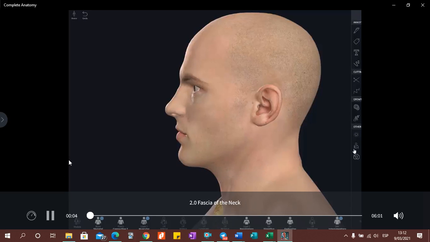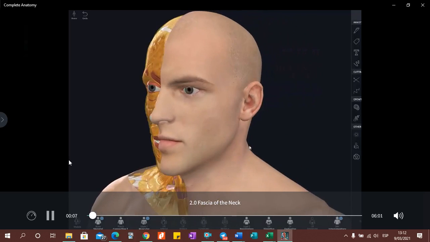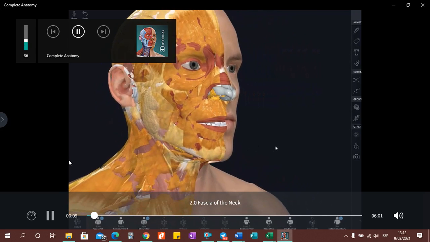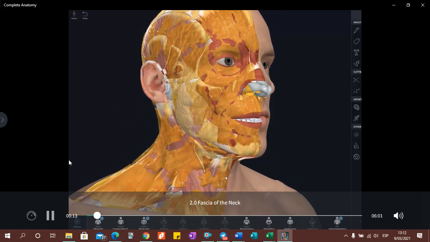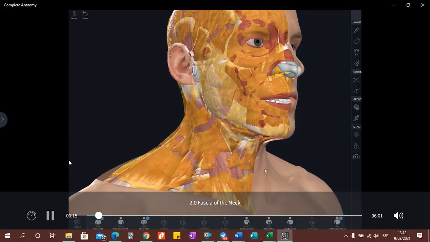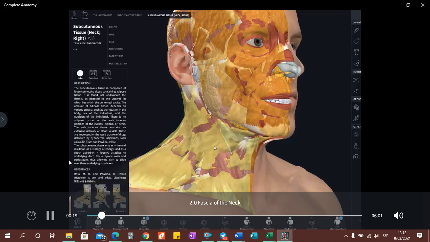So now let's have a look at the fascia of the neck. Okay, so what I've done here is I have removed the skin on the right side of our anatomical model here, and we can already see that deep to the skin there is some connective tissue, right? So this is not going to be the only type that we have here. This is the subcutaneous tissue of the neck. This layer here is actually pretty fatty, but there's actually also a deeper one.